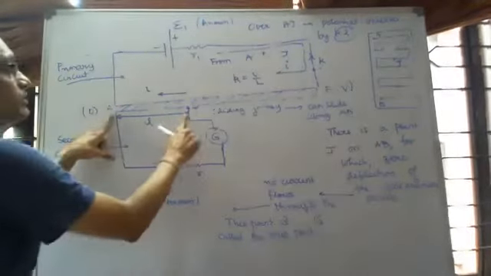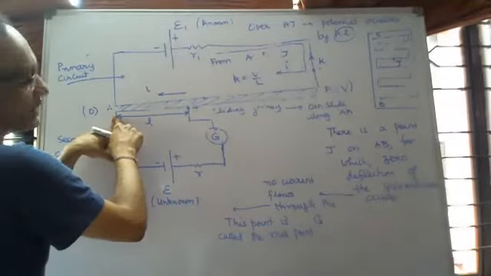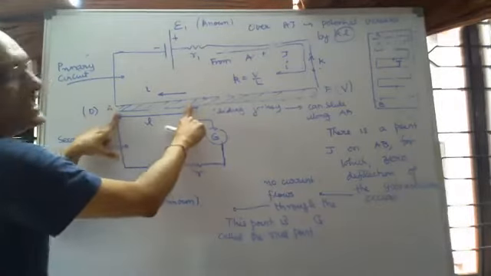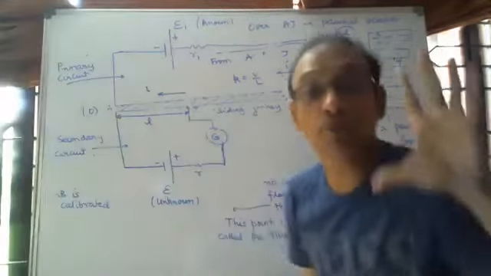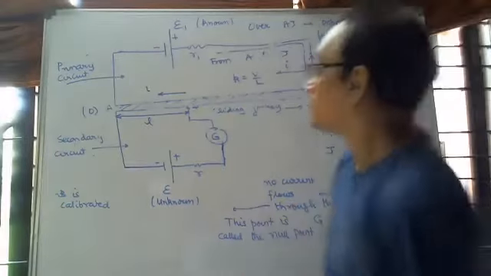ये पता है हमको, तो इन दोनों के बीच में, where J is obviously at a higher potential compared to A. The potential difference is K into l, where K is the potential gradient.